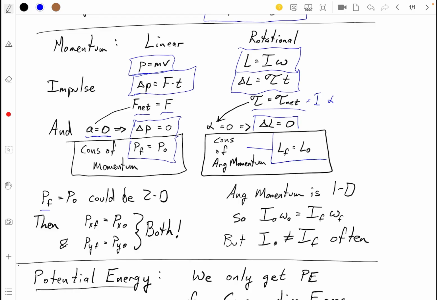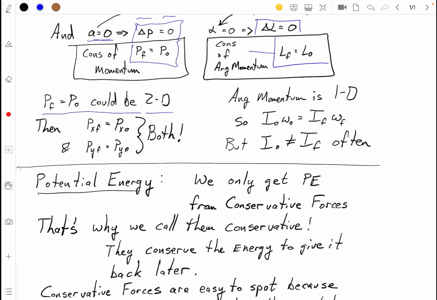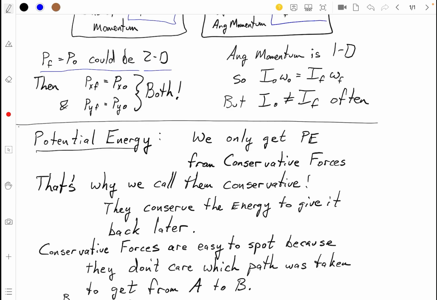Keep in mind, P final and P initial can be in 2 dimensions. All right? So if they are 2-dimensional, you can't just do 1-dimension stuff. You have to do this dimension. You have to do this dimension. Do both. Please do both.